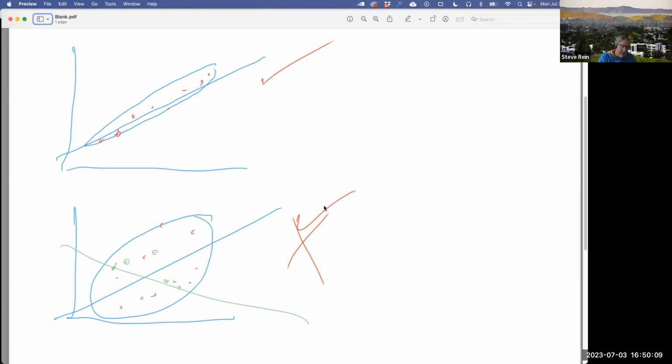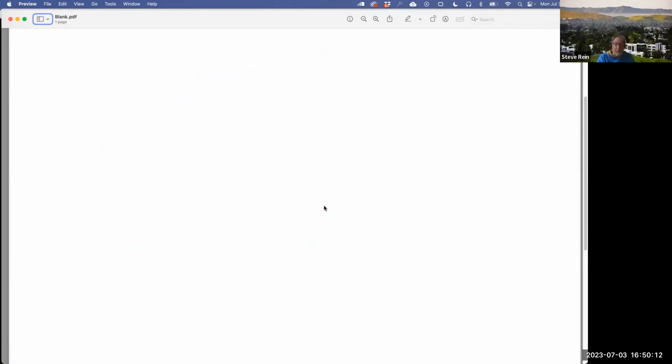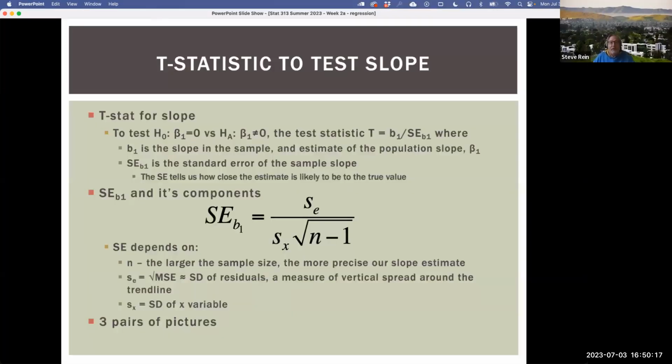So the less spread around the true underlying trend, the smaller the value of sigma, the more precisely you know the truth. The smaller SE is, the more precision you have. Now, a couple of ways to think about SE. That's the square root of mean square error in your regression output. Okay, and you've already seen mean square error. Take the root of that. You could call it the standard deviation of the residuals. And it's just a way of measuring how much vertical spread there is around the trend line. Last one, standard deviation of the X's.